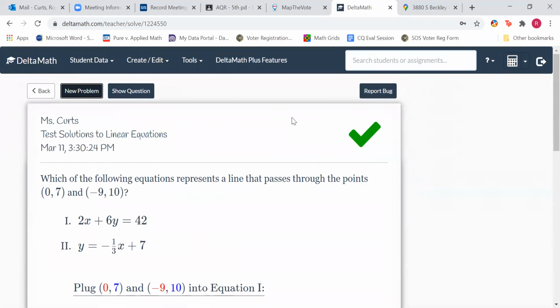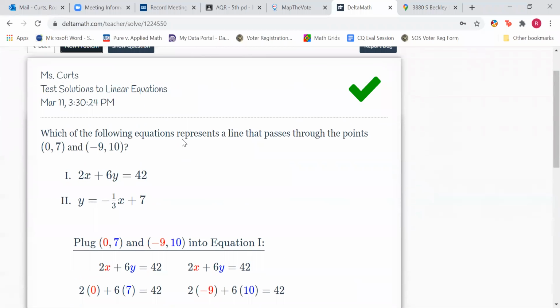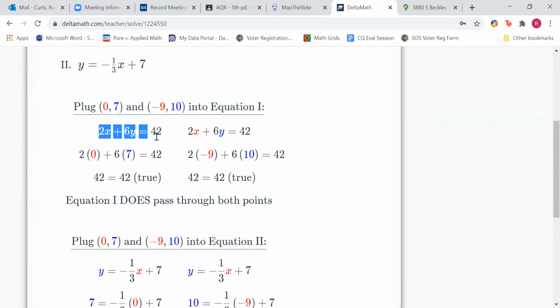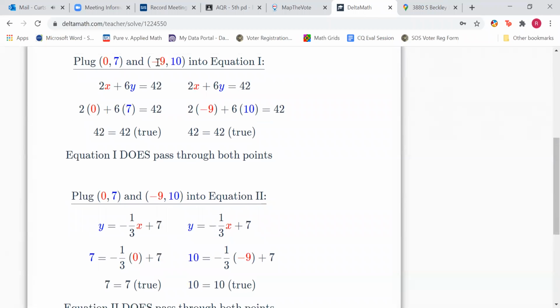Okay, any questions? Does this seem simple enough? We just plug in the points into both equations. And as always, whether you get it wrong or right, you can always look at the explanation after you do it. And then if you got it wrong, you can look at the explanation and be like, oh yeah, that's what I missed, and then do the next problem right. Okay, it's just testing both points in equation 1 and in equation 2. Okay.